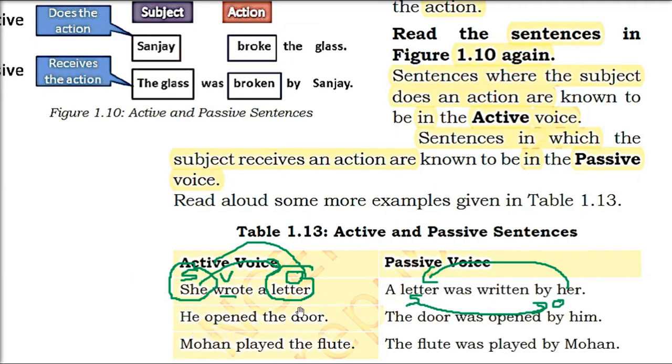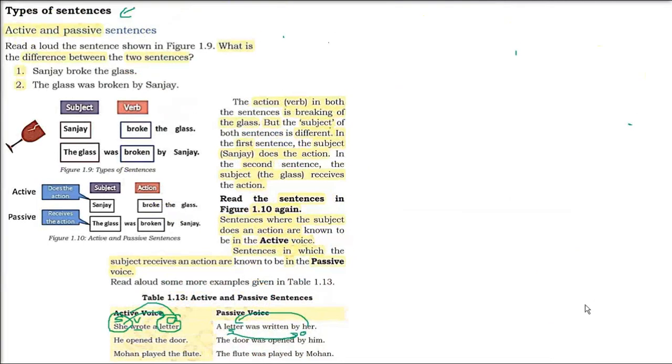The door was opened by him. Subject and object we replaced. Mohan played the flute. Mohan is the subject. The flute is the object. Played is the verb. Now change the position. The flute was played by Mohan. Active and passive, this is.